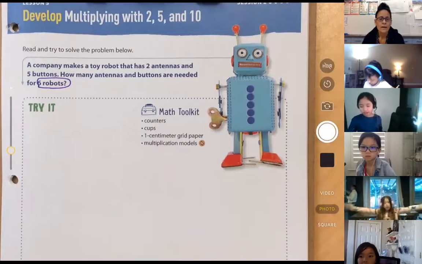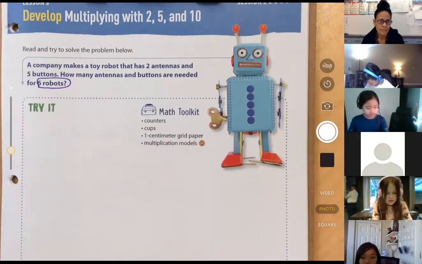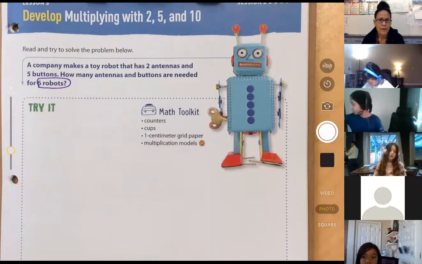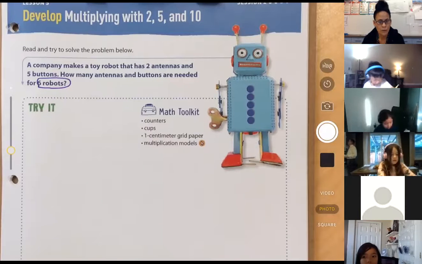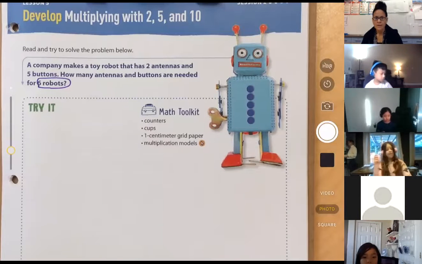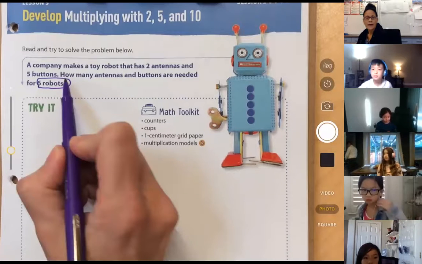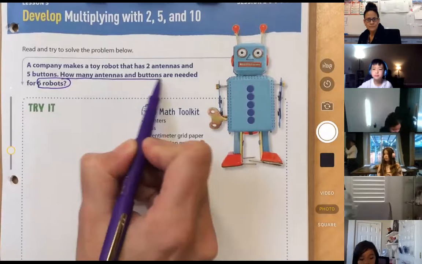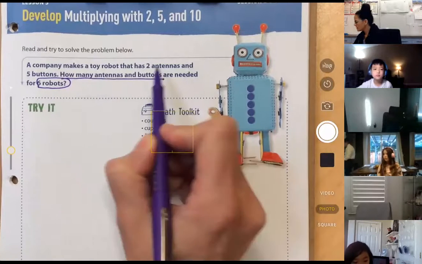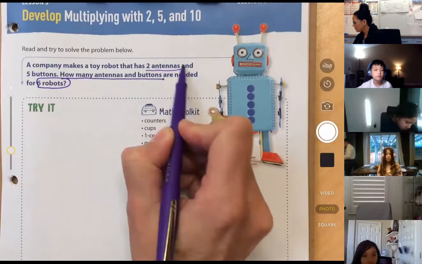So you could break it up into 2 steps. You could start with antennas and then work your way down to buttons. That is one great strategy. So if we know we have 6 robots and we want to do buttons first, then we could start there.